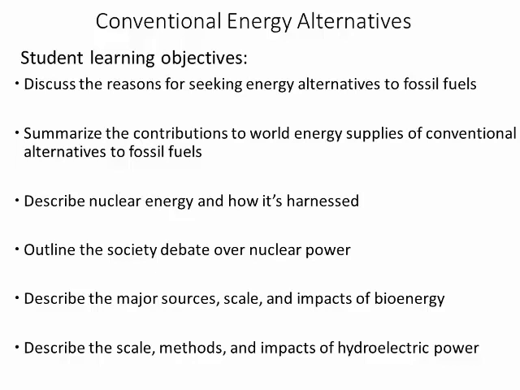After reading Chapter 20, watching this video or reading the transcripts that go with this video, and watching the other assigned videos and activities for this chapter, you should be able to discuss the reasons for seeking energy alternatives to fossil fuels, summarize the contributions to world energy supplies of conventional alternatives to fossil fuels, describe nuclear energy and how it's harnessed, outline the society debate over nuclear power, describe the major sources, scale, and impacts of bioenergy, and describe the scale, methods, and impacts of hydroelectric power.